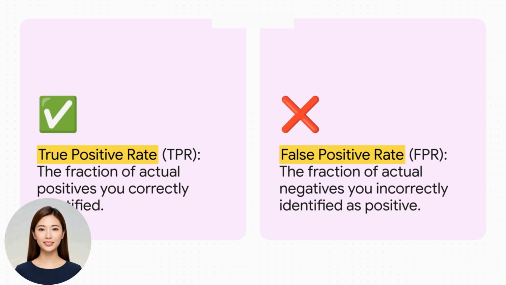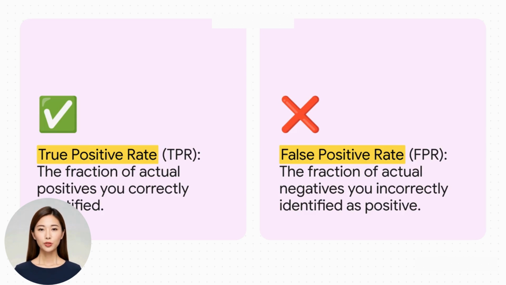On the y-axis, we have the true positive rate. In our example, that's out of all the pumpkins that were actually white, what percentage did our model get right? Then on the x-axis, we have the false positive rate. Out of all the pumpkins that were actually orange, what percentage did our model mistakenly call white? And this trade-off is everything.